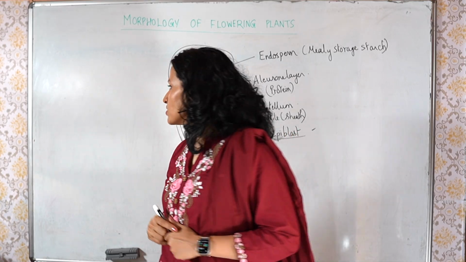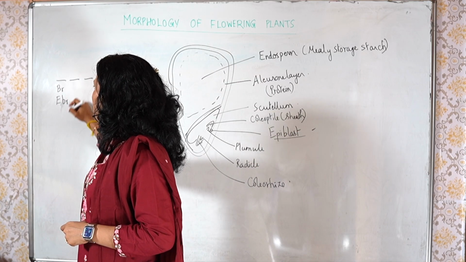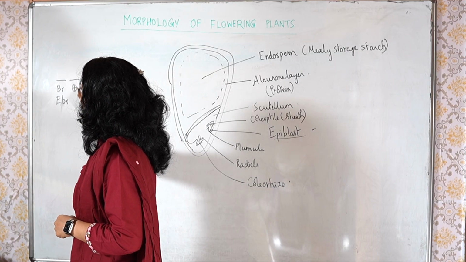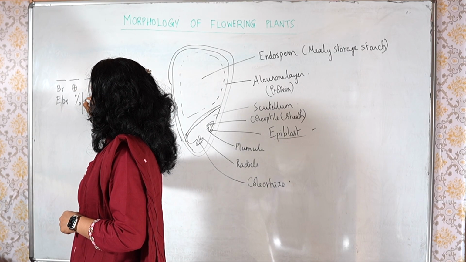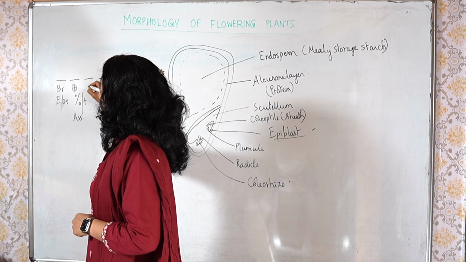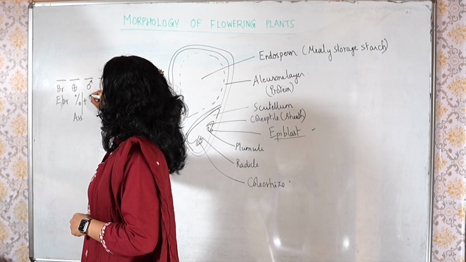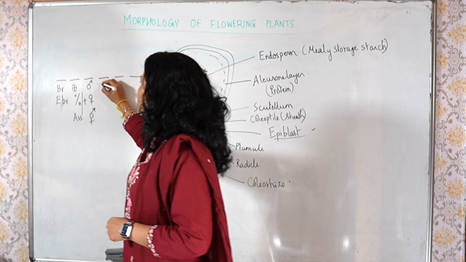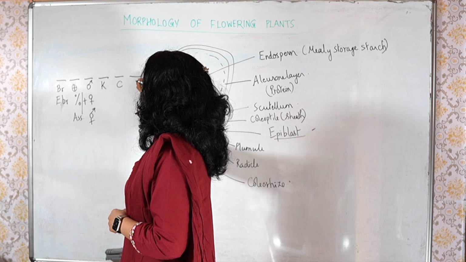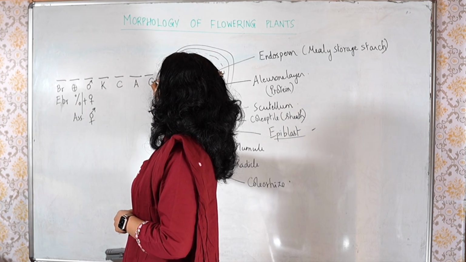Which are the different symbols used? Bracteate, BR, ebracteate, EBR. Then the second position is filled by the symmetry, which can be either actinomorphic, zygomorphic, or asymmetric. Then the third position is filled by the gender, that is male or female or bisexual. For calyx, the symbol used is K. For corolla, C is used. For androecium, A is used, and for gynoecium, G is used.